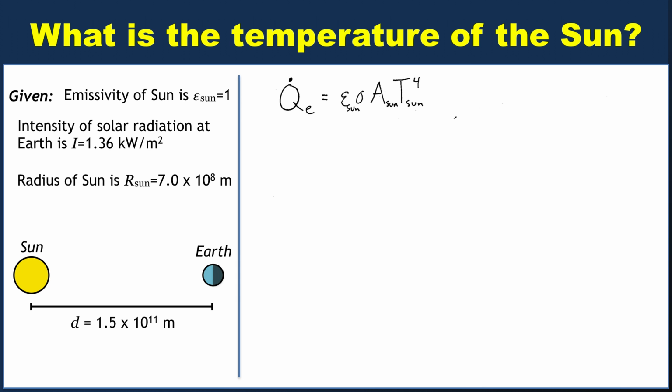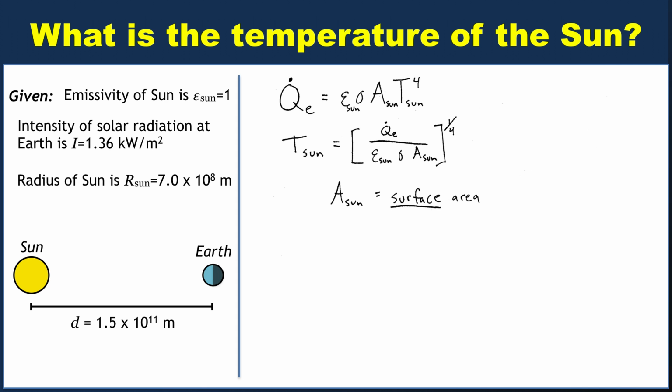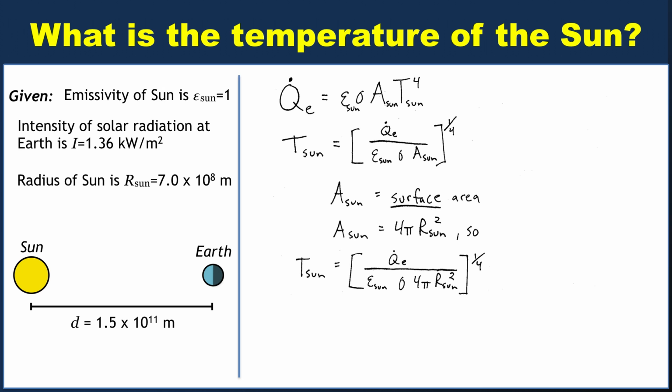The other terms, well, epsilon we talked about, sigma is a constant, A sun is the surface area of the Sun, and T sun is the temperature of the Sun. That's what we want to solve for, so we can rearrange this to solve for the temperature of the Sun. That's fairly straightforward. About that area, A sun is the surface area of the Sun. It looks like pi r squared the way I drew it, but of course the Sun is a three-dimensional object, so its exterior surface area is 4 pi r squared. So we can plug that into the relation for T sun.